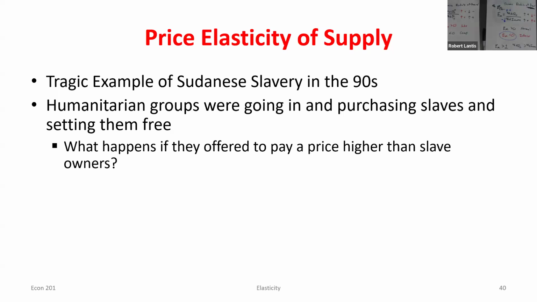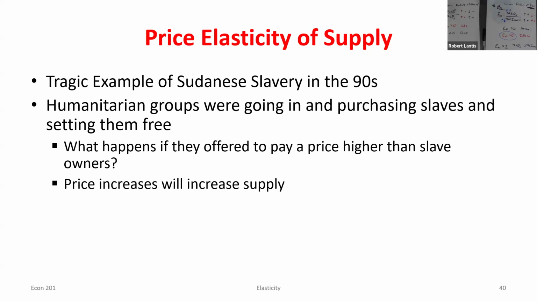in Sudan? People are going out and enslaving, trying to find more people to enslave to be able to sell, right? So what they actually found was these humanitarian groups, because they were increasing the price, actually increased the supply of slaves in Sudan in the 90s. They were actually exacerbating the problem, right? So they're well-intentioned, but they didn't understand basic economics.